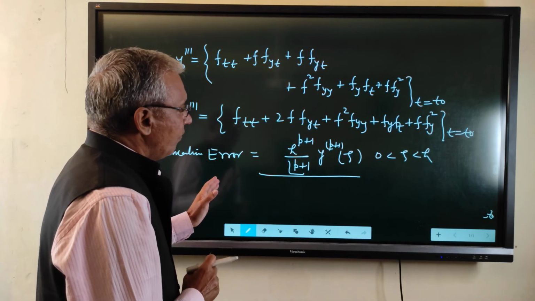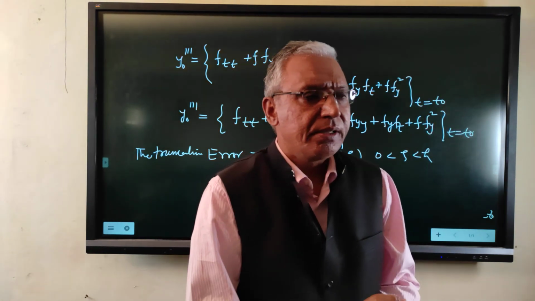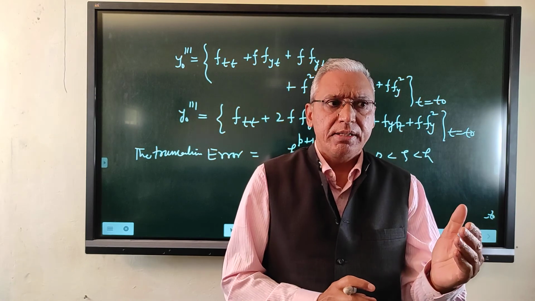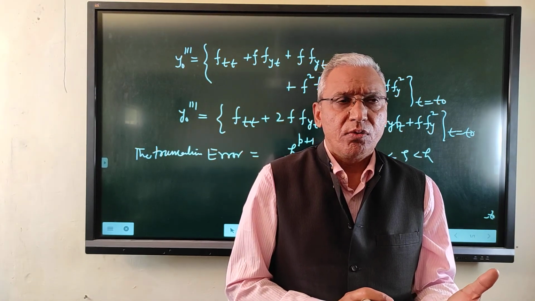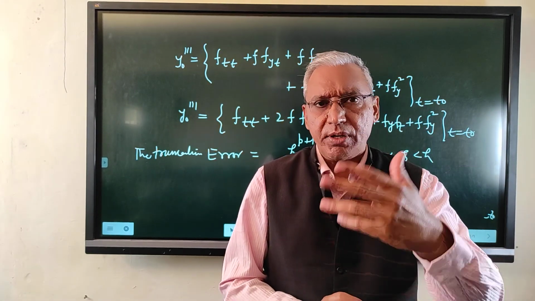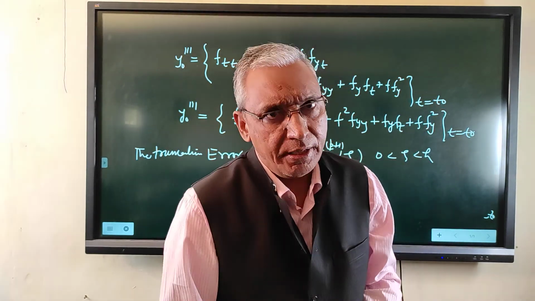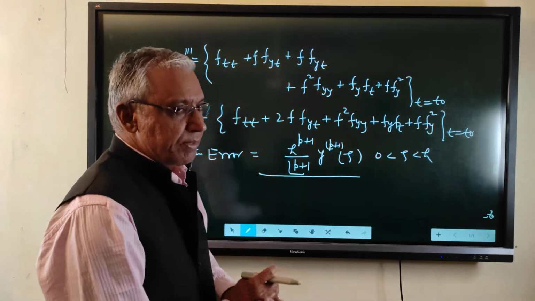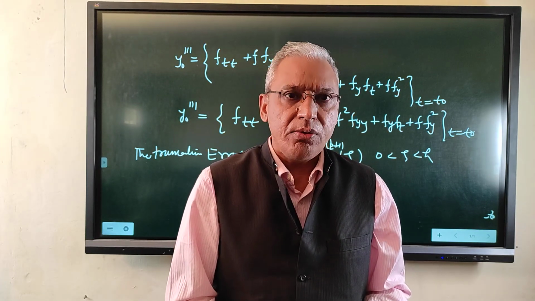Normally we truncate the convergent series after some terms, and we check that the values of the remaining terms which we truncate are negligible. So this is known as Taylor's series method for solving the initial value problem. Thank you. Have a nice day.